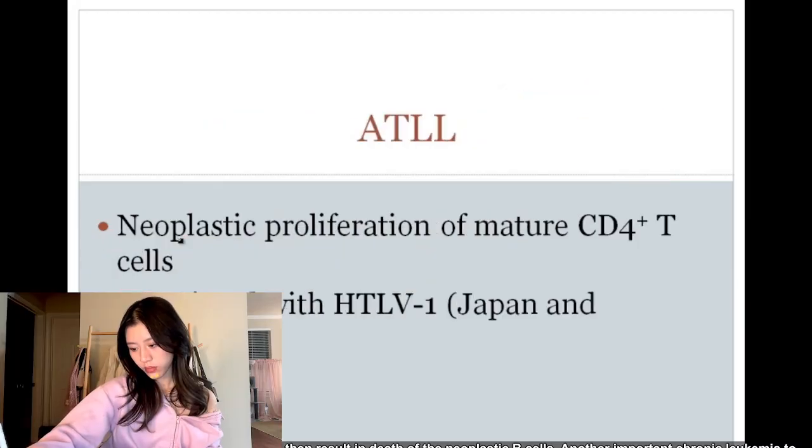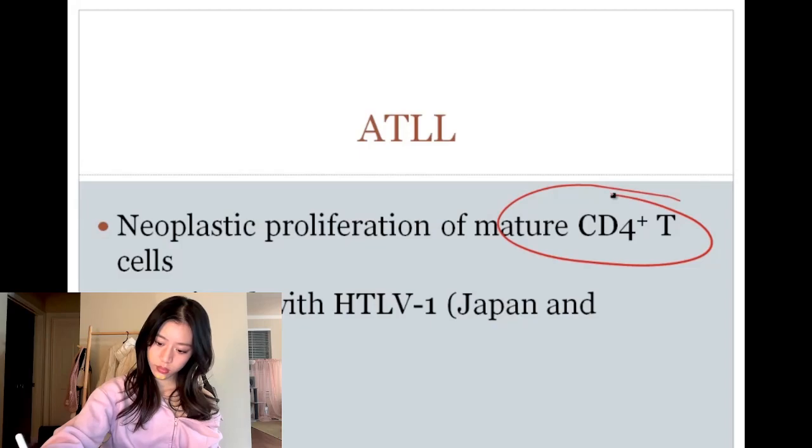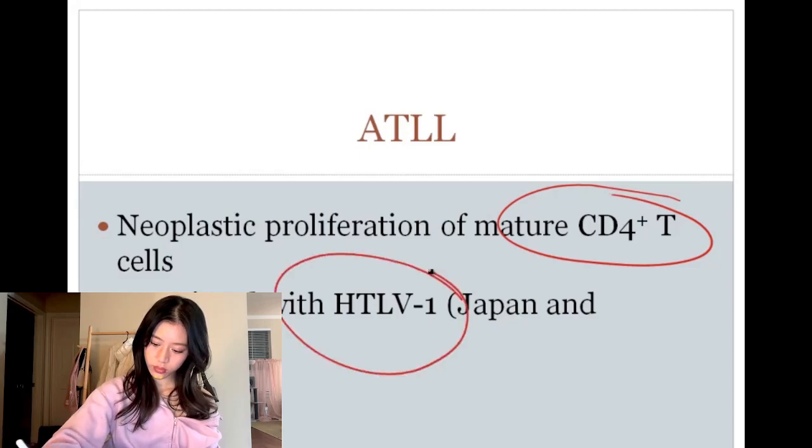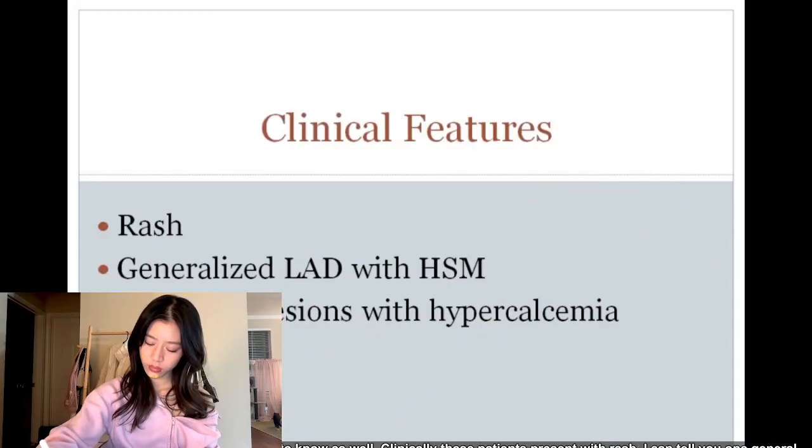Another important chronic leukemia to be familiar with is ATLL, adult T-cell leukemia lymphoma. This is a neoplastic proliferation of mature CD4 positive T cells, classically associated, very high yield, with HTLV-1, human T-cell leukemia virus 1. And this virus is particularly seen in Japan and in the Caribbean, and that is important to know as well. Clinically, these patients present with rash.